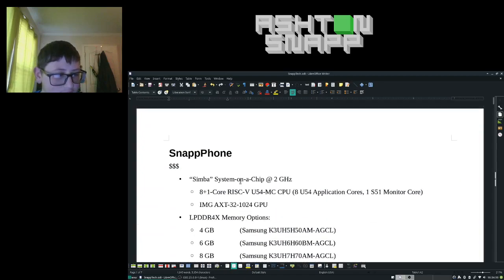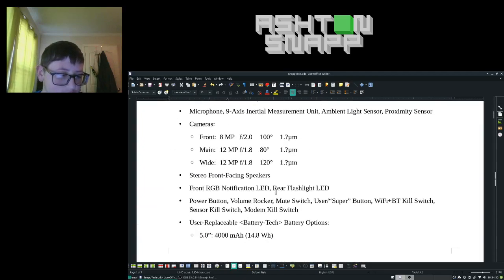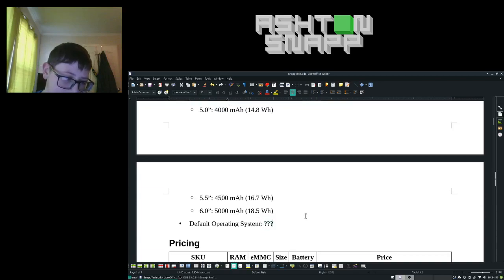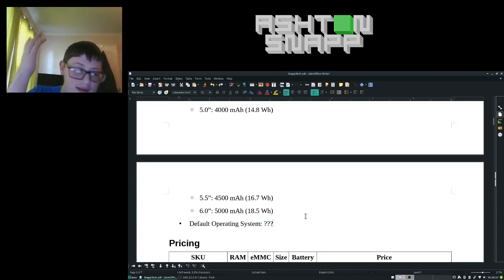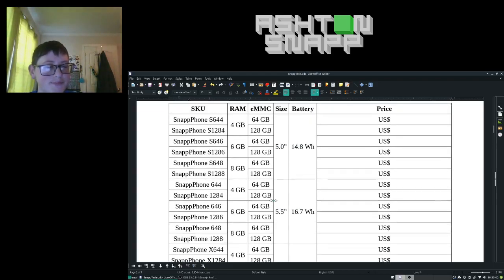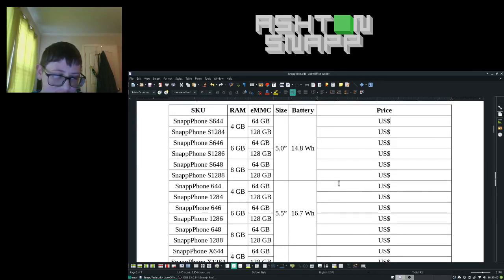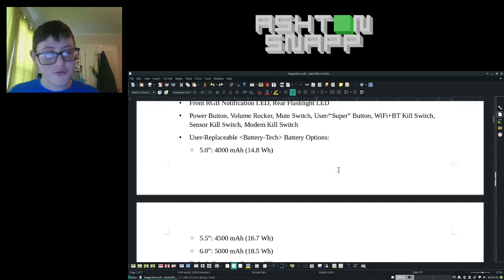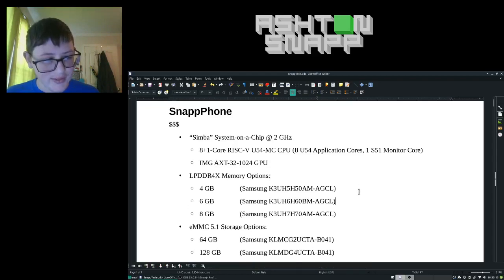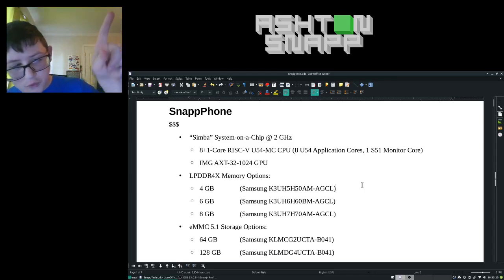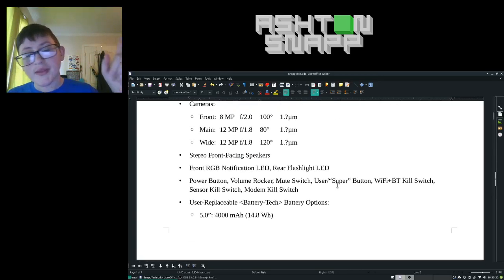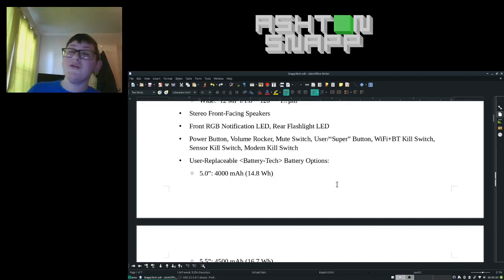I'd probably do a custom Linux operating system for all these, but I don't know what the name is, so I just put question mark, question mark, question mark. Yeah, and here's just all of the SKUs. I don't know the price, because I could get an estimate, at least, if I knew what the prices for the different components are. I know the part numbers for the RAM and the eMMC, but I don't know anything else.